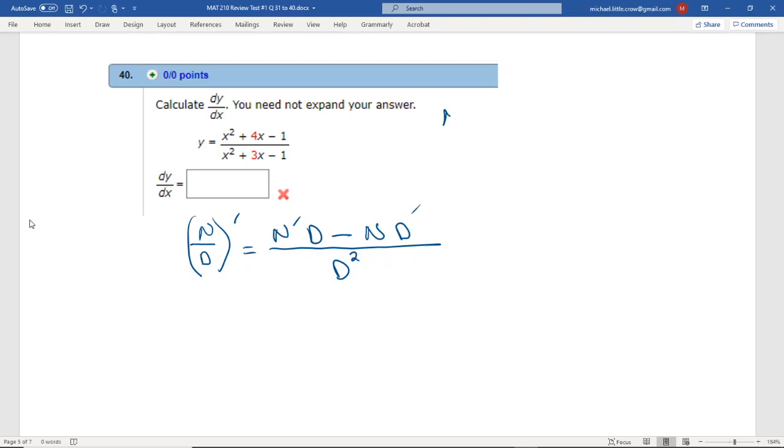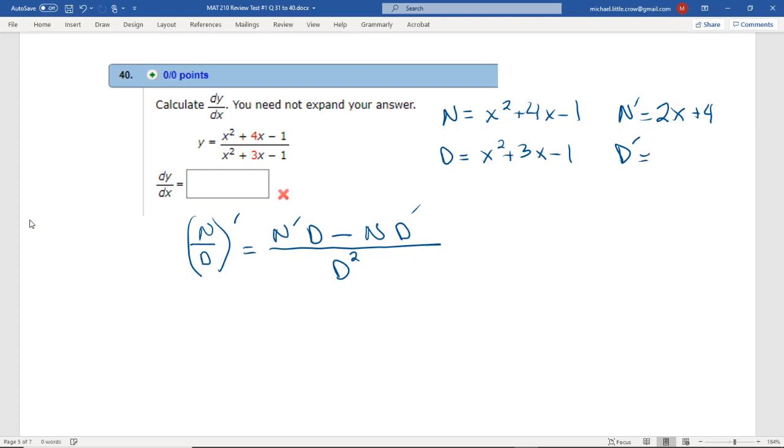Okay, so what's in the numerator? It's x squared plus 4x minus 1. What's in the denominator? It's x squared plus 3x minus 1. What's the numerator's derivative? The 2 comes down, so we get 2x to the first power. And that's all there is. 2 minus 1 is 1. Derivative of 4x is going to just be plus 4, x to the 0 power, which is 1. And then the derivative of negative 1 is a constant, so the derivative is 0.